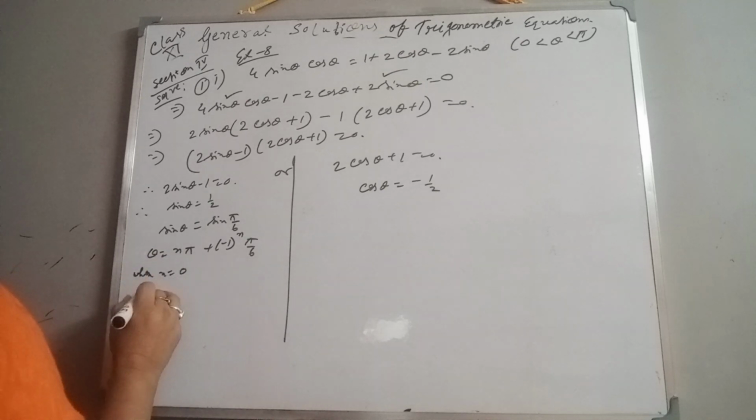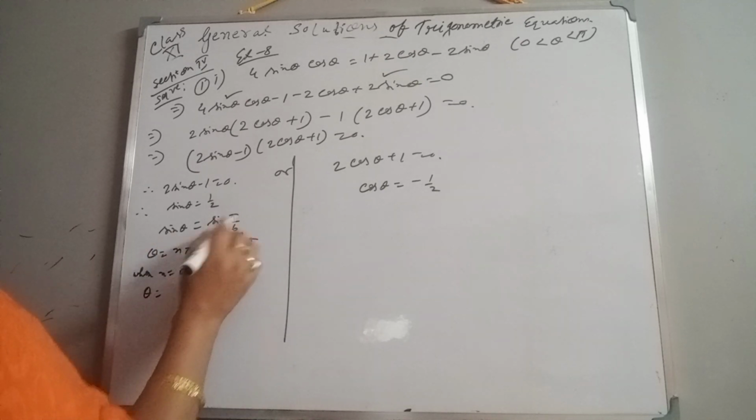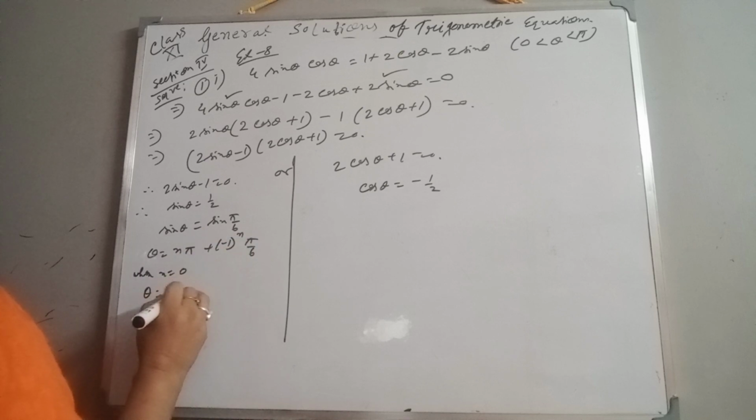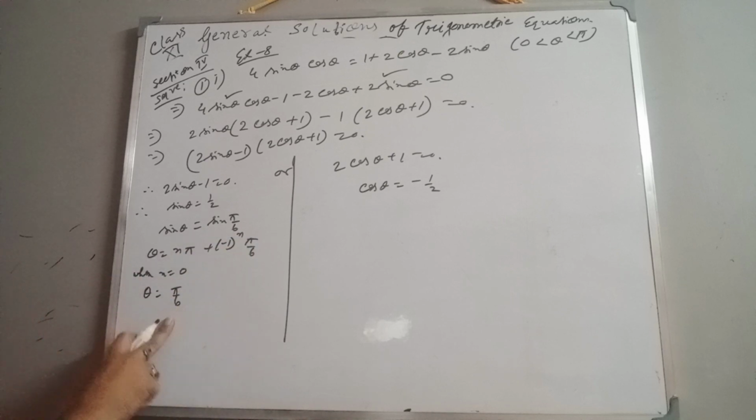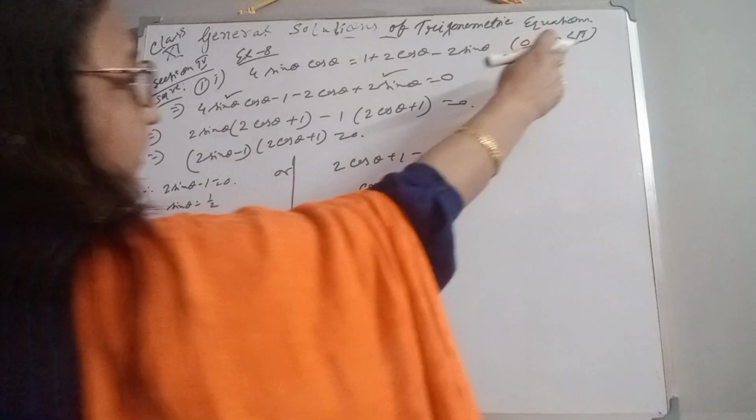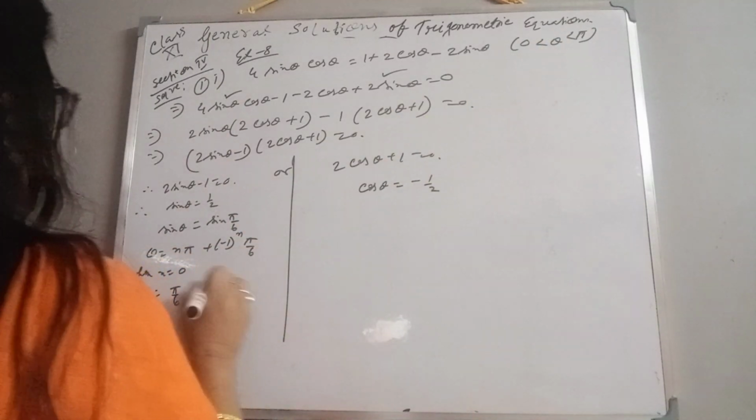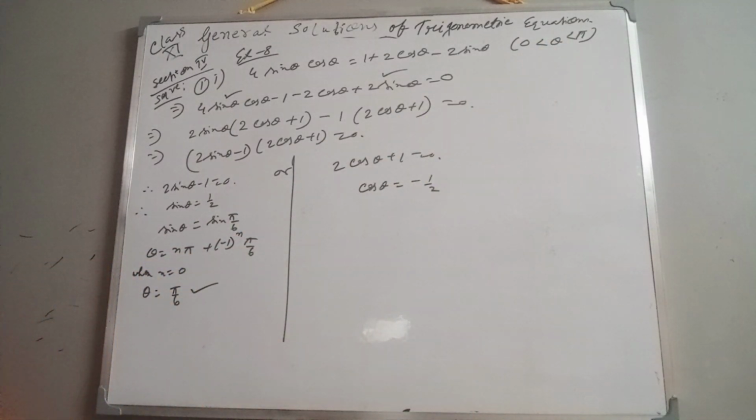One by one we will put the value. When n equals 0, then theta equals, minus 1 to the power 0 is 1, so it is coming only pi by 6. Pi by 6 is what? 30 degree. Yes, it is less than pi. So we can take this value. Theta equals pi by 6.